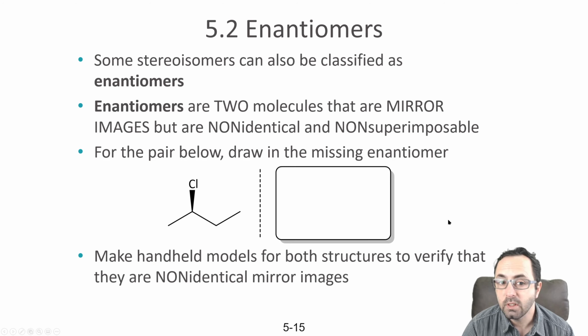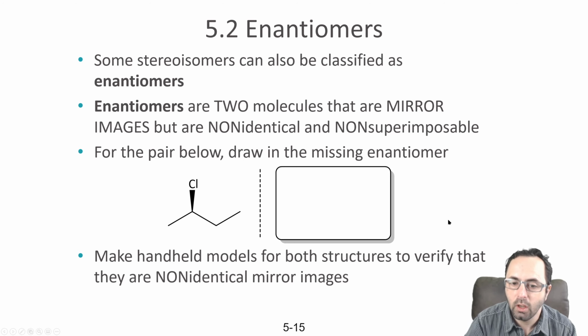So some stereoisomers can be classified as enantiomers. Those are the ones that have non-superimposable mirror images. When you're drawing a mirror image, there's a couple of ways you can do this. And again, the handheld models help to solidify this idea. But if you're drawing the mirror image, you can simply draw the same thing you see, but flipped on the mirror plane vertically. So it would look like this.